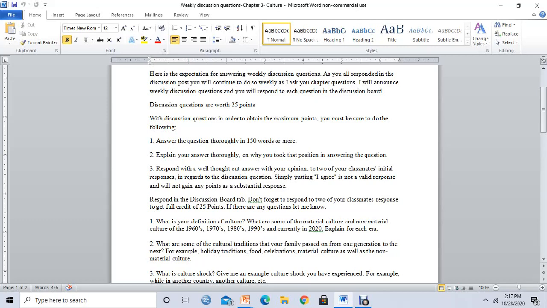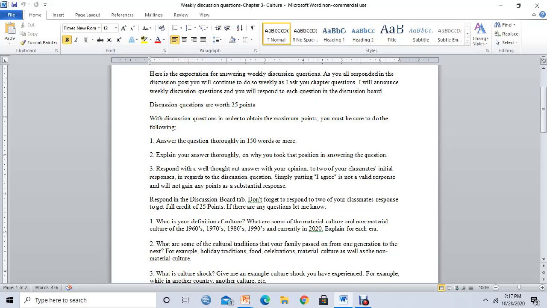Also, the discussion points can vary a little bit. For chapter 3, I just have it at 25 points so you all can get a feel for it. For the 16-week course, I try to keep it at 25 points. For an 8-week course, the points would increase each week. So with the discussion questions, in order to attain the maximum points, you must make sure you do the following.